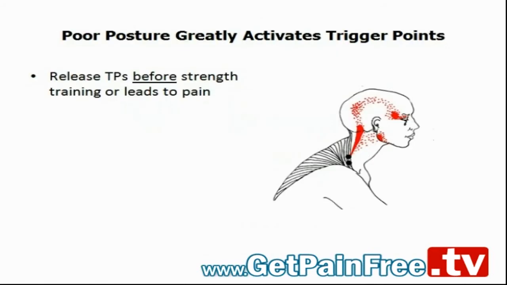Poor posture greatly aggravates and activates your trigger points. And this is why we often get trigger points. We get trigger points from muscle imbalances, which leads to poor posture, which leads to the muscles activating, which causes trigger points. So muscle imbalances and poor posture are the number one reason to greatly activate trigger points. And stress and repetitive movements do as well.